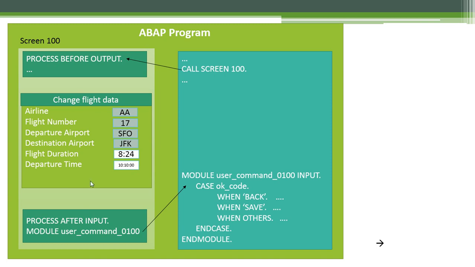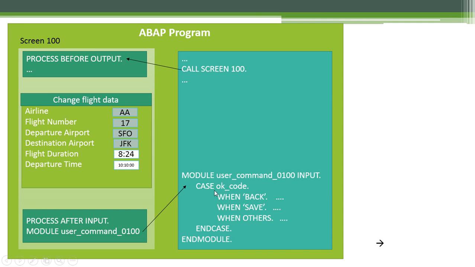So now the user types in the flight duration and the departure time, and he or she clicks on save or on back. When they click on save or back, the process after input is triggered, and the modules that are contained in it are called. So there you can go ahead and write your module user command, and you specify the screen number. This is the user command module for the screen 100.